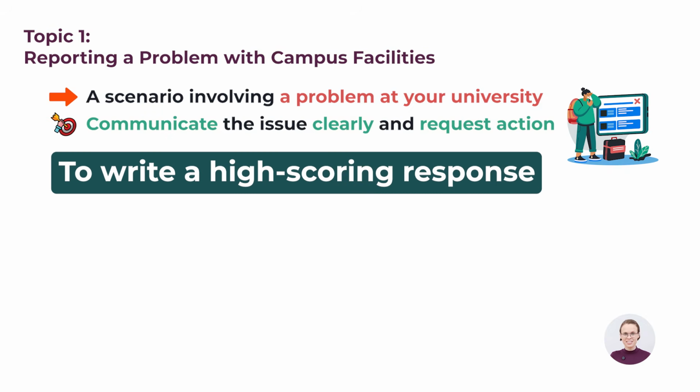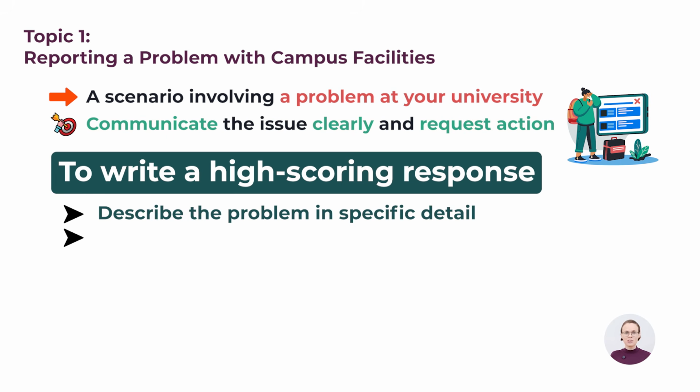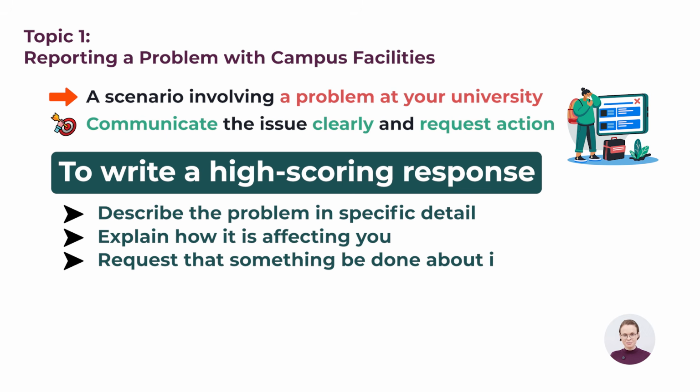To write a high-scoring response, you need to describe the problem in specific detail. You should also explain how it is affecting you and request that something be done about it. Vague descriptions like, "there is a problem," will not score well. Instead, use precise language that shows you can communicate clearly in a formal and polished way.